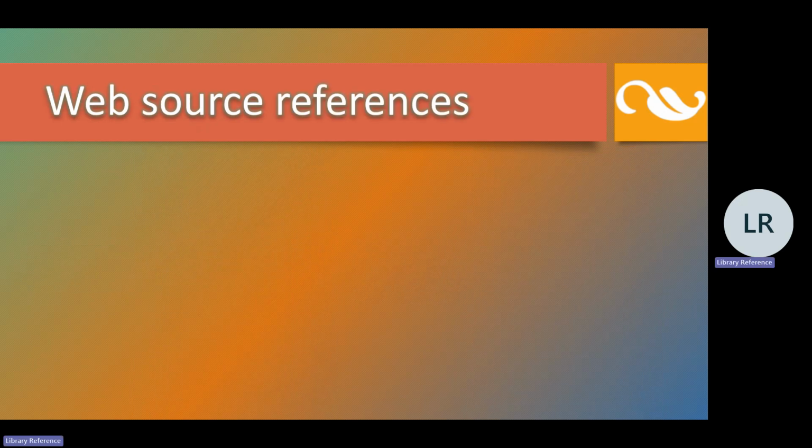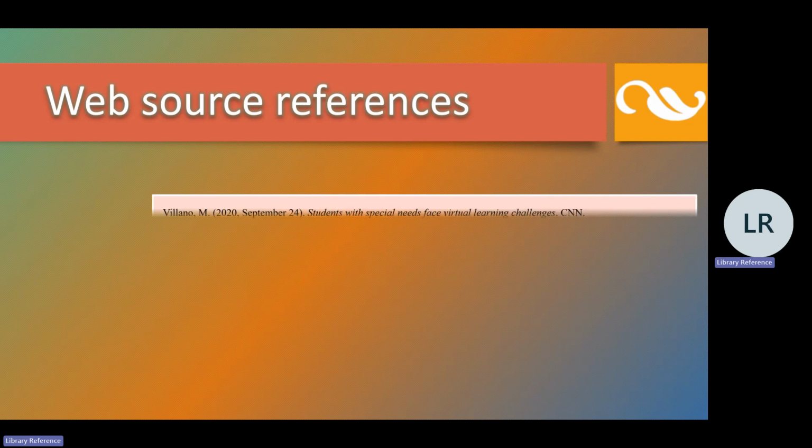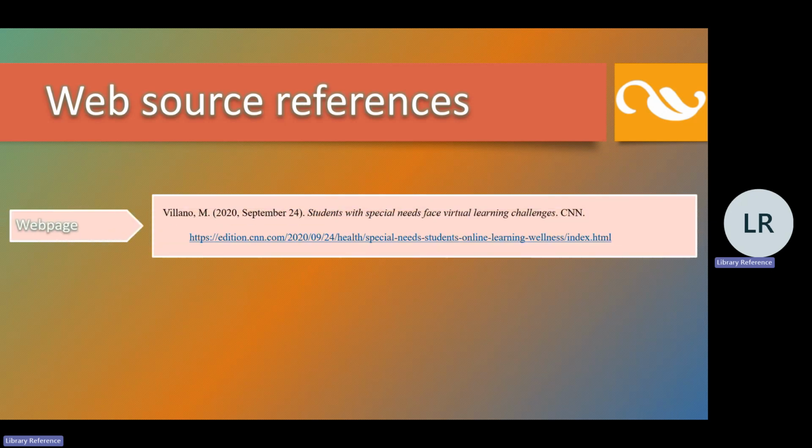I'm going to finish up with the examples of references by presenting to you some web source references, and I'm going to start with a web page. The web page, I think, is the simplest type of source you will be asked to cite. When you cite a web source, a web page, you start with the name of the author, in our case, Villano M.